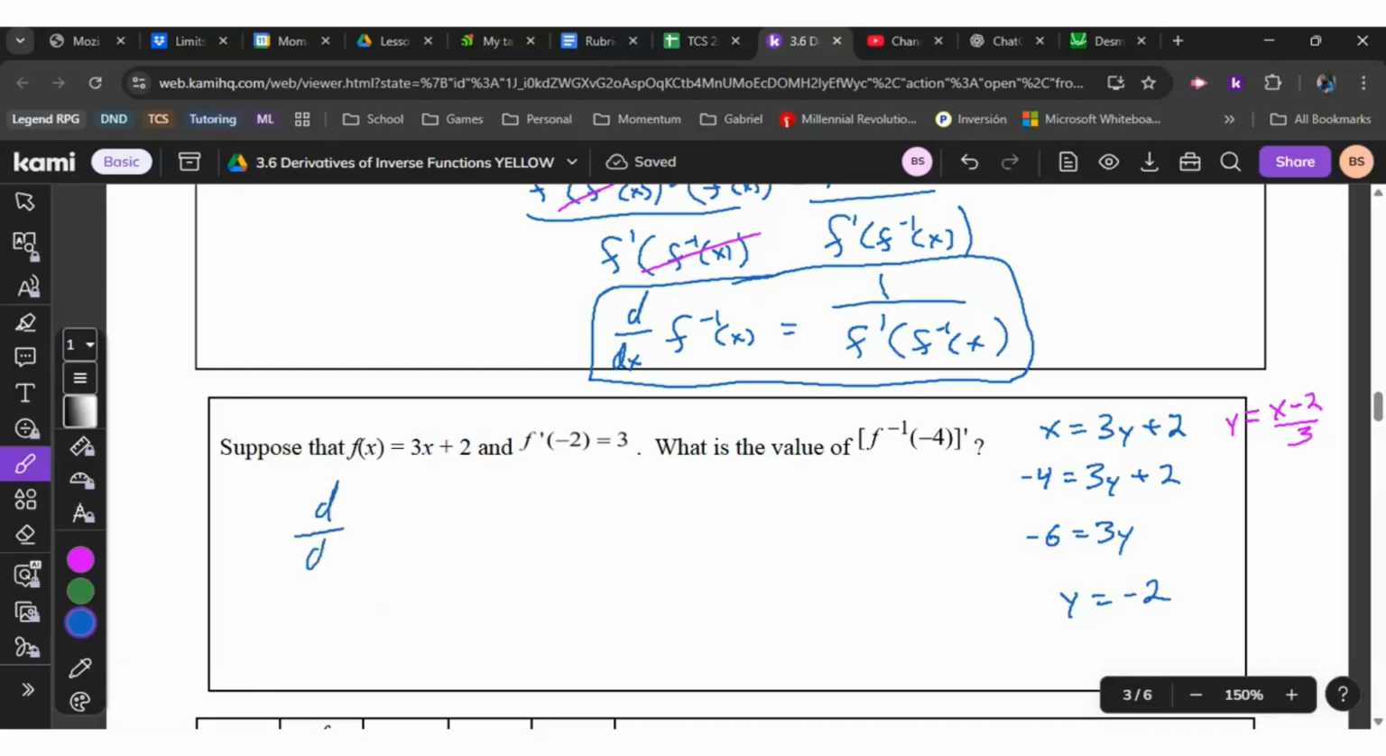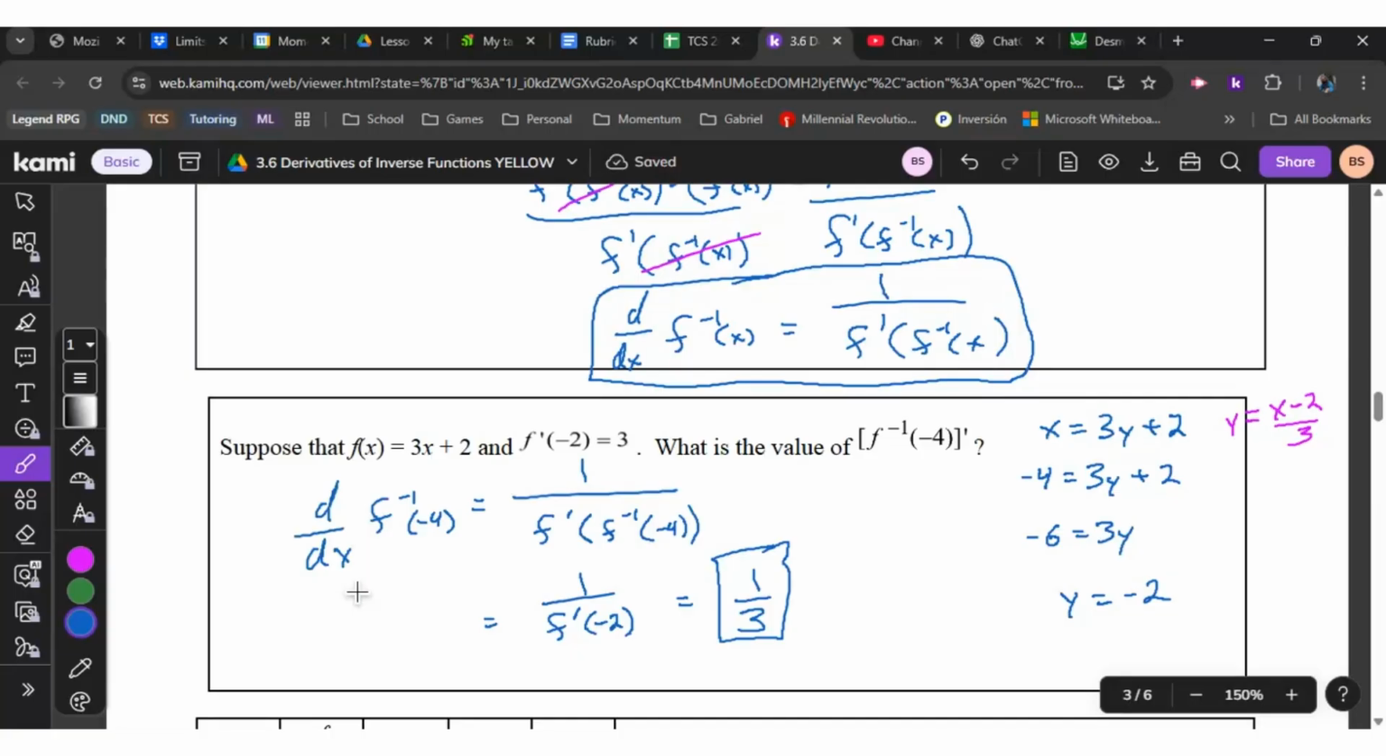Now what we need to do is find it. So d dx of f inverse of negative 4 is equal to 1 over f prime of f inverse of negative 4. Now, we just figured out that f inverse of negative 4 is what? Negative 2. Right. So it's going to be f prime of negative 2. Then we just need to find this. And it tells us that f prime of negative 2 is equal to what? 3. So 1/3.